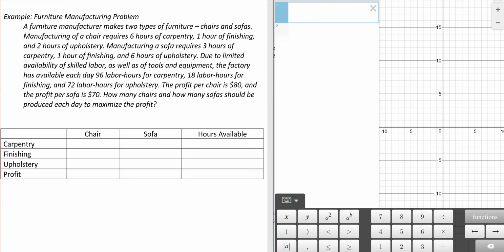Down below I have a table that's already been established. A lot of times writing and setting up the tables is the most difficult piece, but once the table's set up, it's a matter of putting the information in. The way I set up this table has to do with the fact that we have chairs and sofas, and there are 3 different things required to make them. Chairs and sofas have a profit, and there are hours constraining how much carpentry, finishing, and upholstery we can do. So let's go back through the problem and take each piece of information and plug it into the table.